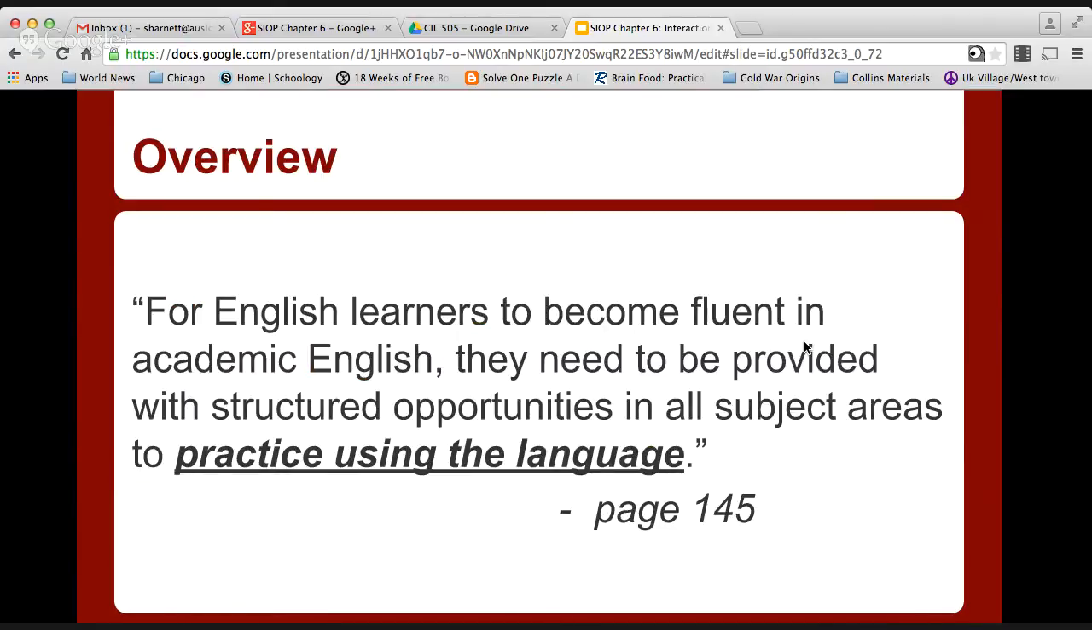For English learners to become fluent in academic English, they need to be provided with structured opportunities in all subject areas to practice using the language. That's again from the textbook. This is basically the overall idea of this.